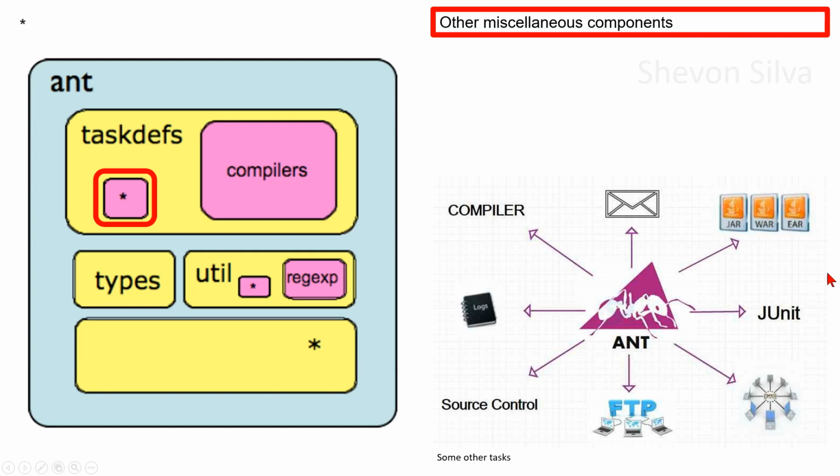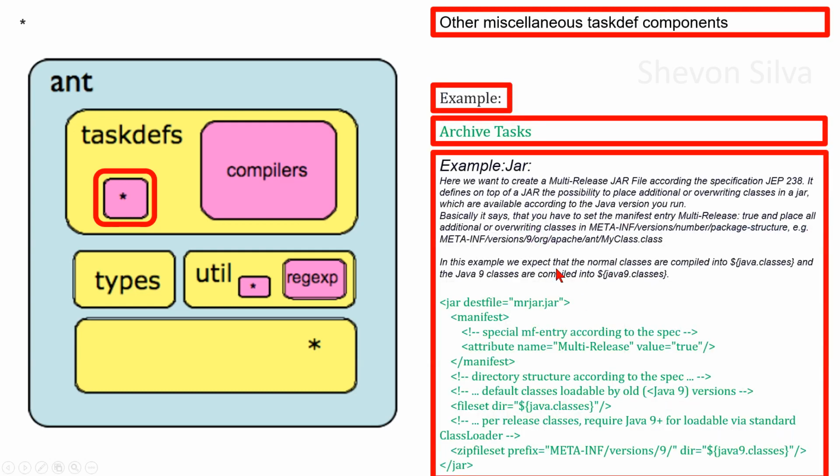And here you can see a different way of looking at some tasks. Here you can see Java and EAR and JUnit and network related and FTP, source control, logs and compile and mail. As an example, we consider archive tasks.